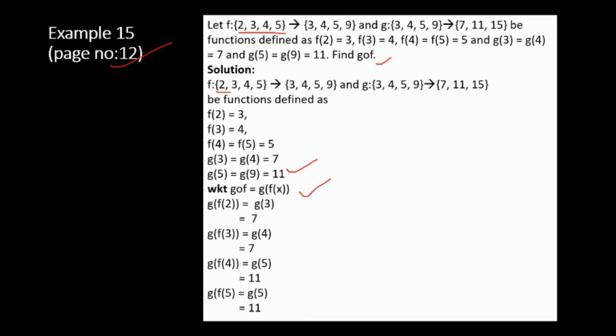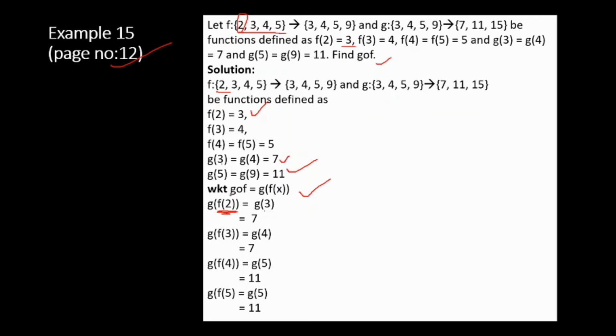So let's see, g of f of 2. What is f of 2? It's given, it is 3. See, g of f of 2 we are supposed to find. So instead of f of 2, what will you write? 3. So g of 3. Now what is g of 3? Yes, we have it. G of 3 is 7.